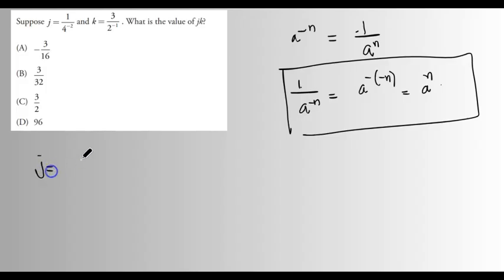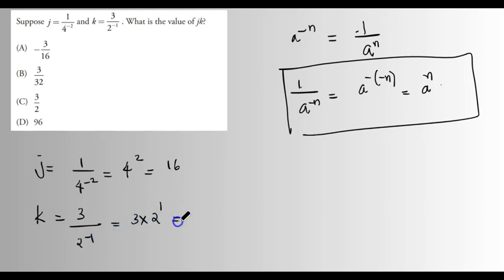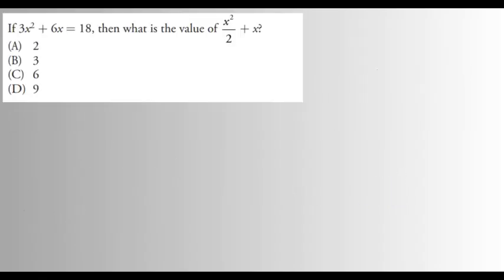So I can rewrite j as 1 over 4 to the power of negative 2, which is 4 to the power of 2, which will give me 16. Now k is 3 over 2 to the power of negative 1, which is 3 times 2 to the power of 1, which is 6. So from here I can easily write down jk is 16 times 6, which would give me 96. So the answer will be option D.